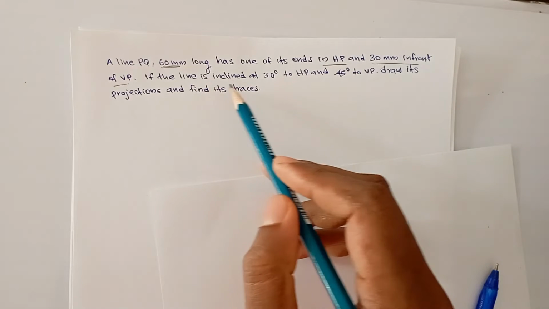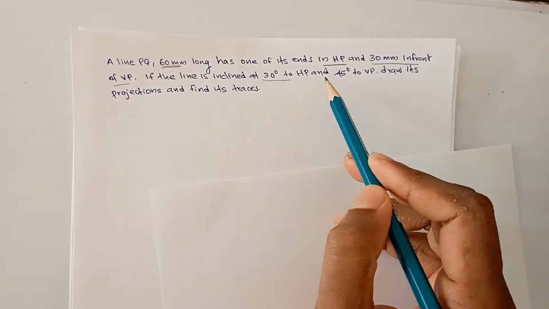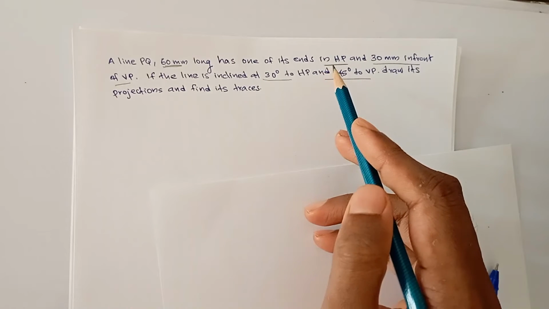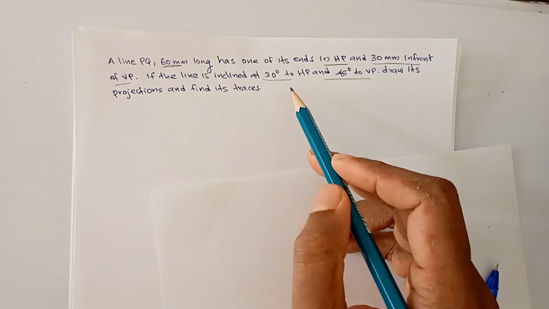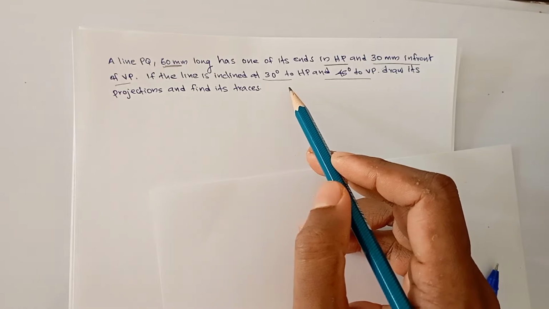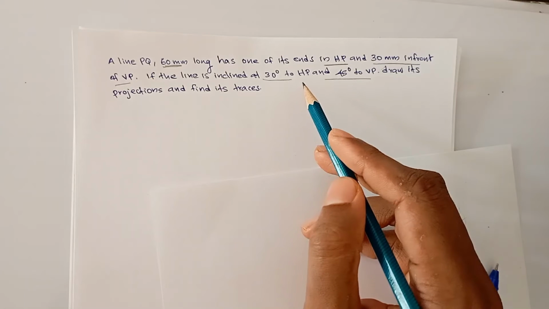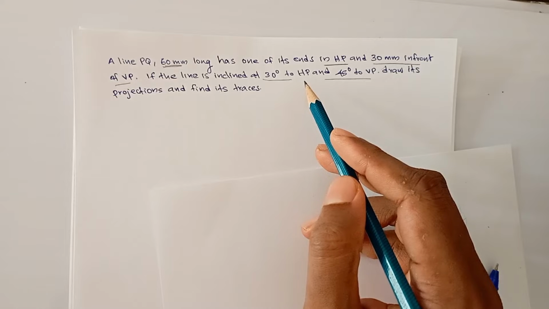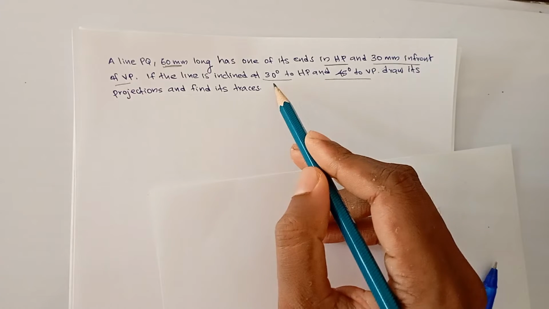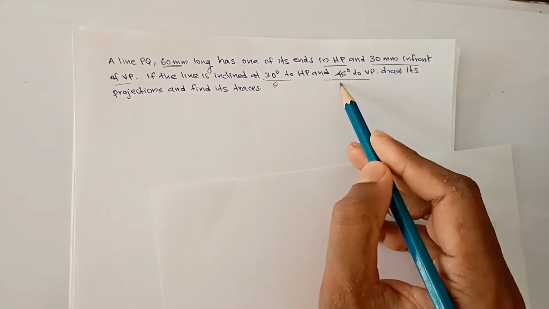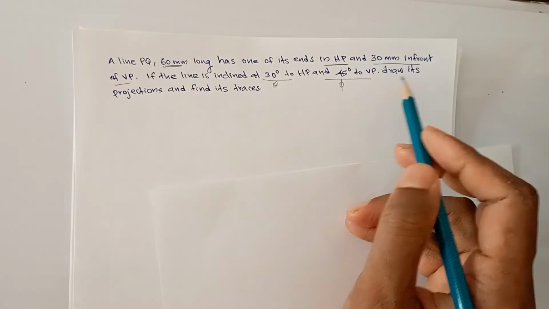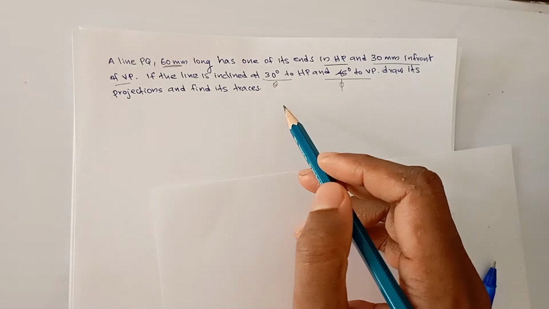If the line is inclined at 30 degree to HP and 45 degree to VP, that means this is the case where the line is resting in the first quadrant and inclined to both the planes, that is both HP and VP. So theta is equal to 30 degree and phi is equal to 45 degree. Draw its projection and find its trace.